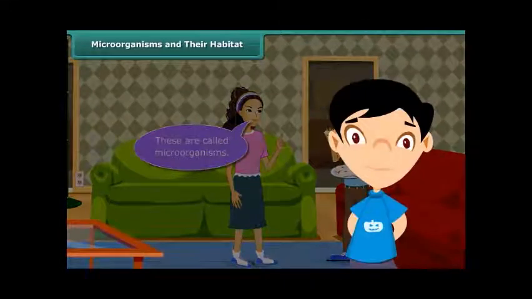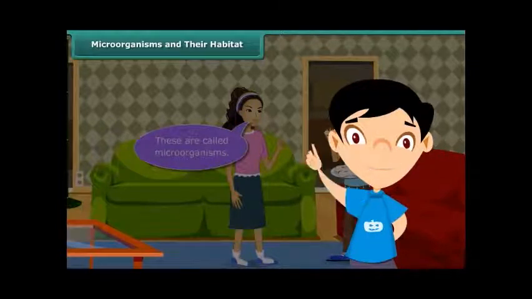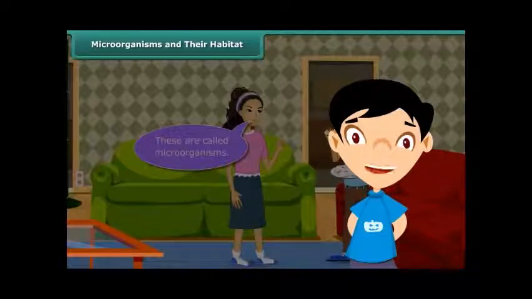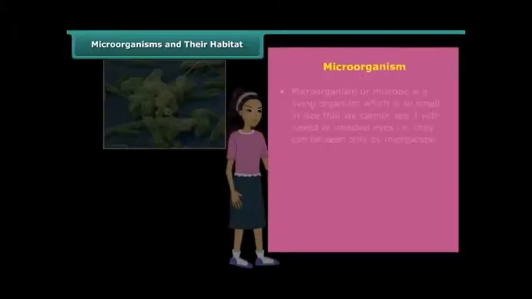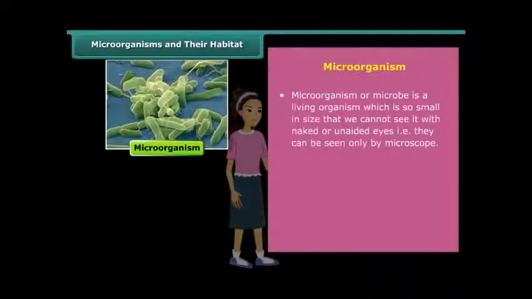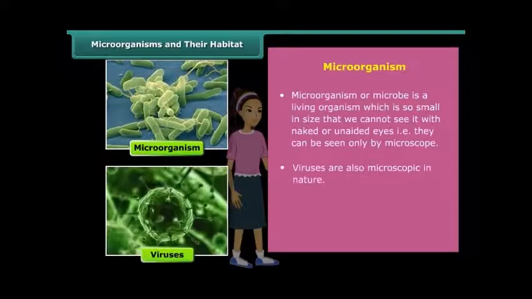Friends, you'll be surprised to know that a microorganism can help us in making our food, and the same can make us ill too. So, before getting more information about them in detail, let us first know about such microorganisms and their habitat. A microorganism or microbe is so small in size that we cannot see it with naked or unaided eyes. They are broadly classified into four major groups: bacteria, fungi, protozoa, and algae. Viruses are also microscopic.